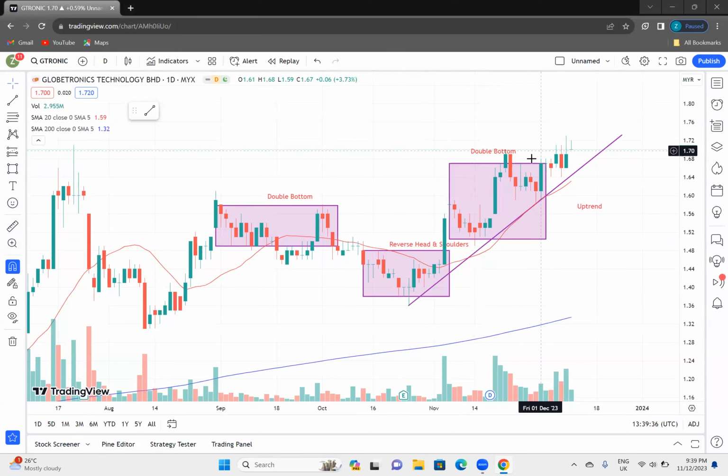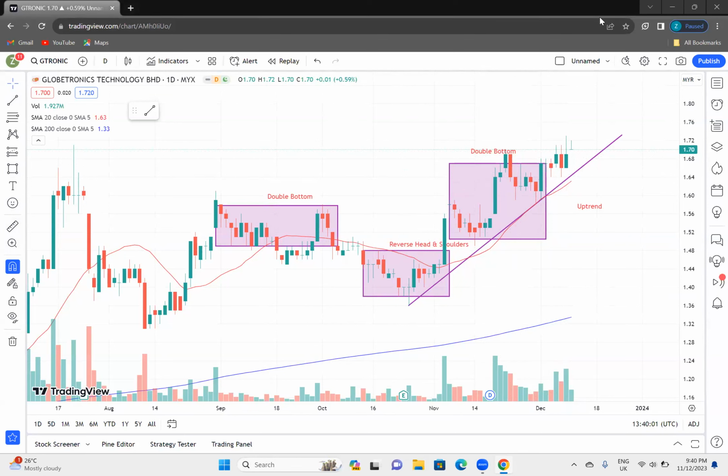Okay, so for the current price, this one is double... This one is not double bottom. Double top. Actually, Zul, double top must be at the top. This one is at the top. Actually, we cannot decide because this is not a complete chart pattern yet.